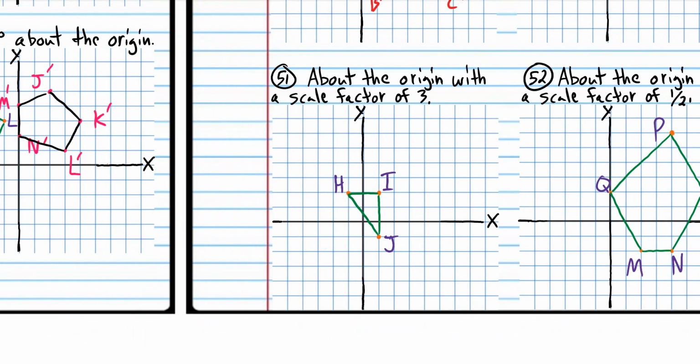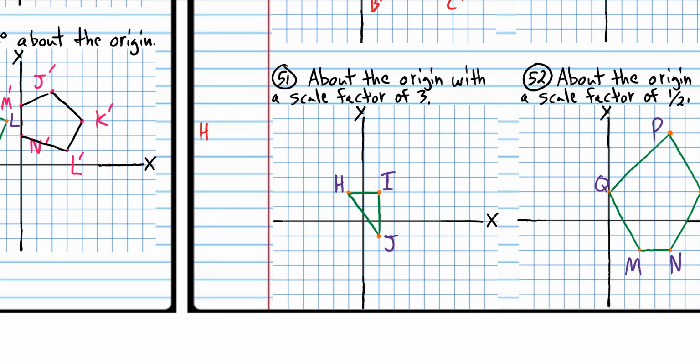All right, we're back. H is -1, 2, and I is 1, 2, and J is 1, -1. So we're going to multiply by 3. So H prime is going to be -3, 6. I prime is going to be 3, 6. J prime is going to be 3, -3.